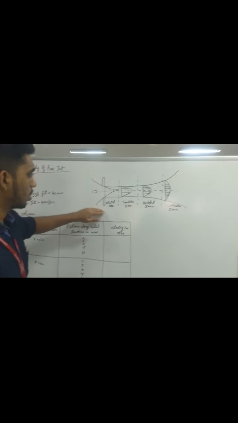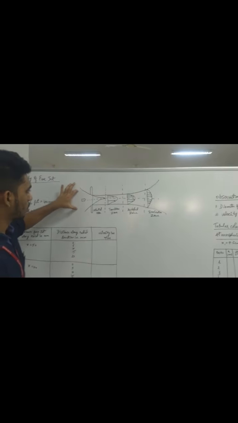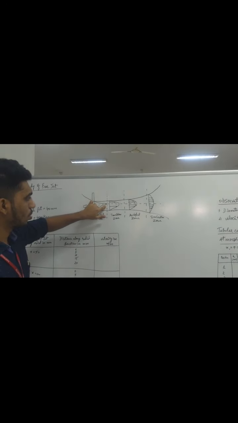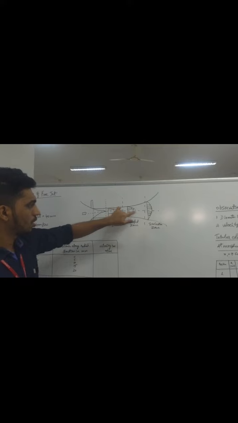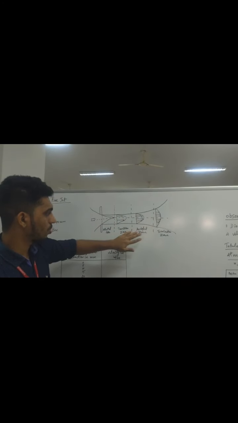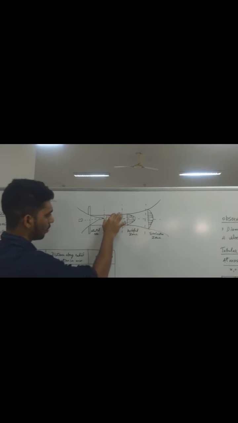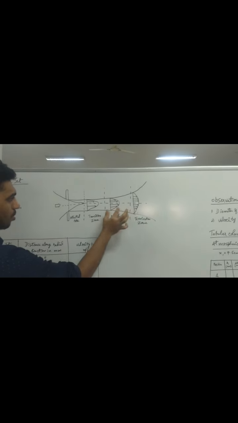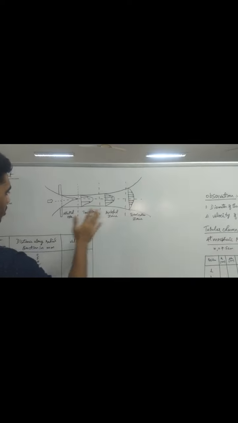In this potential core, the velocity moves like this. In the center, the velocity is more, you can see, compared to the top. In the transition zone, the velocity compresses here. The zone compresses, keeps on compressing.